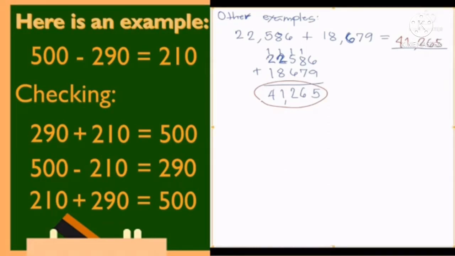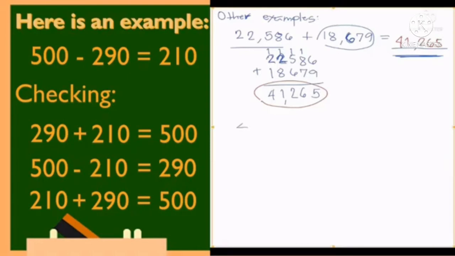Now, let us find the other equations using these three numbers. Okay? Alright. So we have here, I will use first this number and the answer. Okay? And let's see if we can find this one.